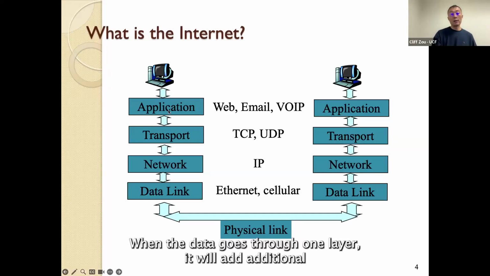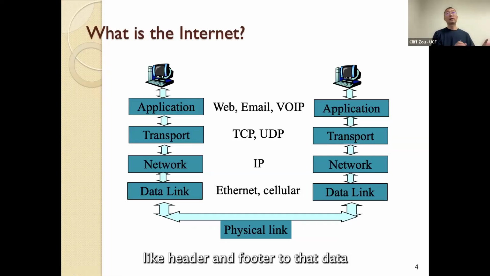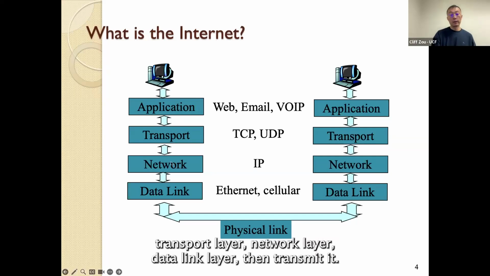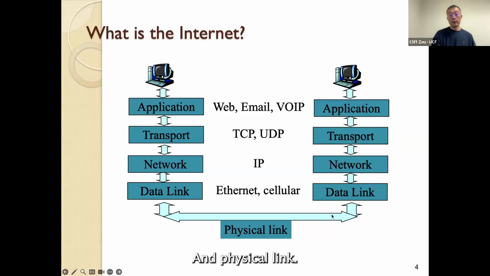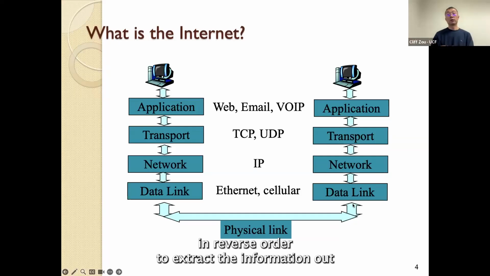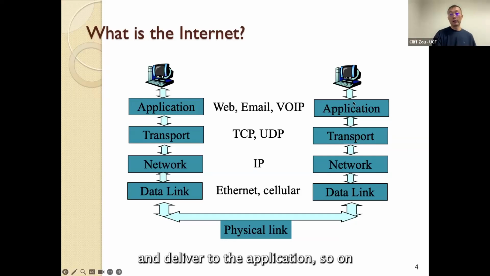When the data goes through one layer, it will add additional header and footer to that data to include specific information useful for that layer. So the data will go through the application layer, transport layer, network layer, data link layer, then be transmitted on the physical links. Then at the other end, the data will go through these layers in the reverse order to extract the information out and deliver it to the application.